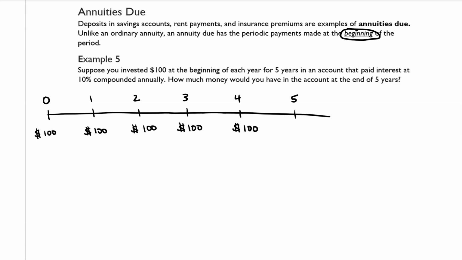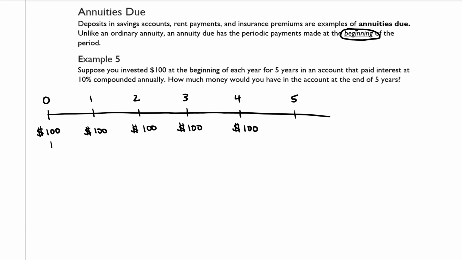So example 5 says, suppose you invested $100 at the beginning of each year for 5 years in an account that paid interest at 10% compounded annually. How much money would you have in the account at the end of the 5 years? So I've gone ahead and drawn my timeline again. We did a very similar example when we started talking about ordinary annuities, but in that example, payments were made at the end of each year, and so our timeline looked like that. However, now that we are talking about annuities due, we are making payments at the beginning of each time period.